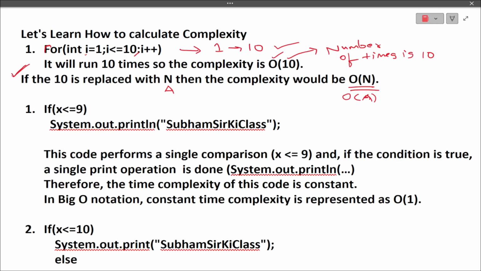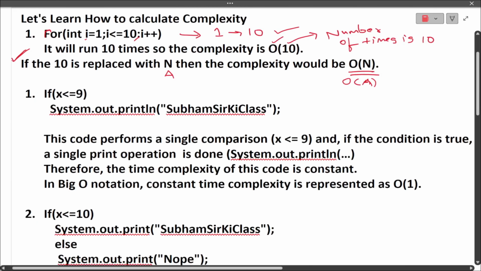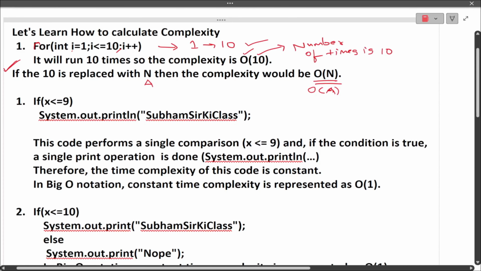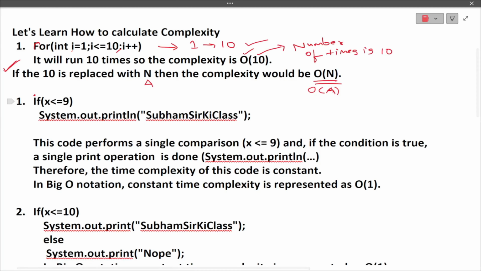Now talking about another program. This is just a code snippet where I have considered only an if condition, a conditional statement. Here I have written, again in lowercase, if x is less than or equal to 9, then the Shubham Sharkey class will be printed. Now what will happen over here? Can you tell me how many times this program will work?